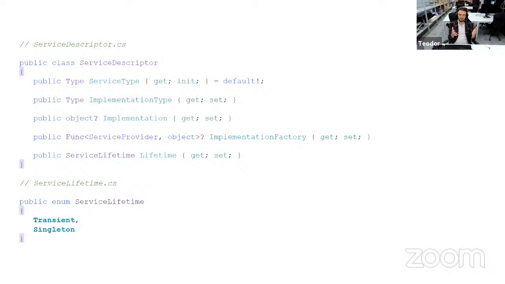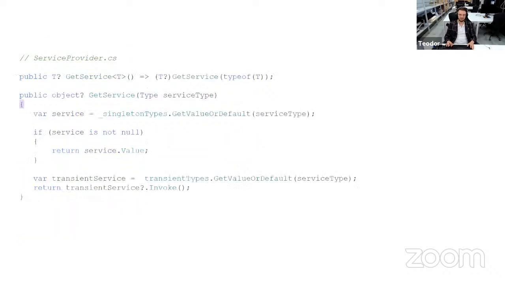They have the implementation factory. As I said, you can provide your own stuff. And then you have the lifetime, which can be either transient or singleton. So that's pretty much it. This is how you create your own dependency injection framework.